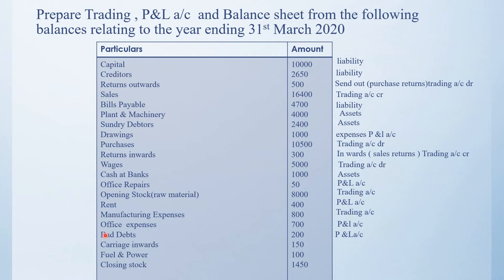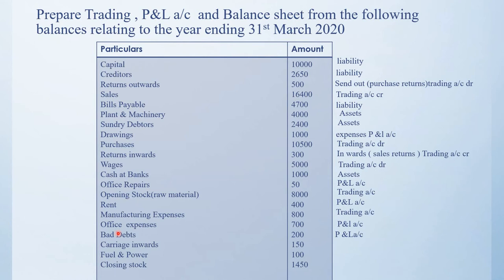Students, just remind yourself once of the nominal account rule. All expenses and losses will be recorded on the debit side, and all the incomes and gains will be recorded on the credit side. So bad debts is a loss for any business, so they will be recorded on the P&L account debit side.